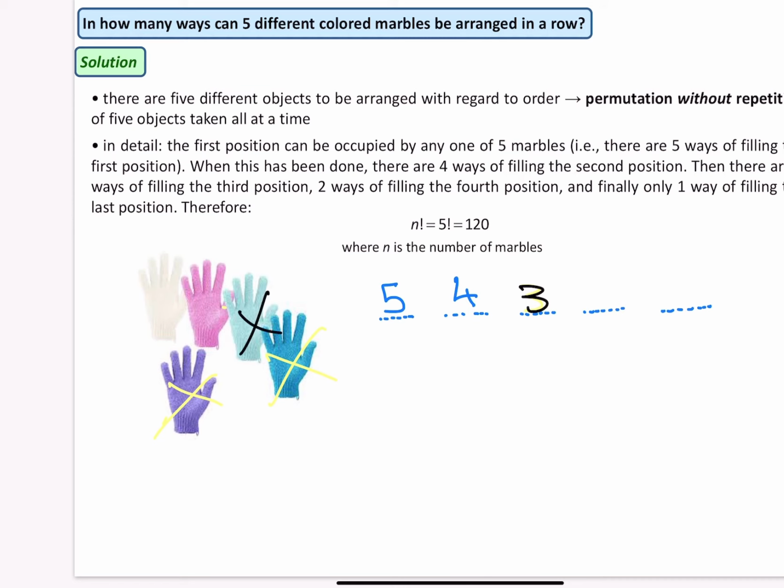So I end up here with 2 and here with 1. So what is the total number of ways that I can arrange them in a line? In a line, not in a circle. You remember, I told you in a line.